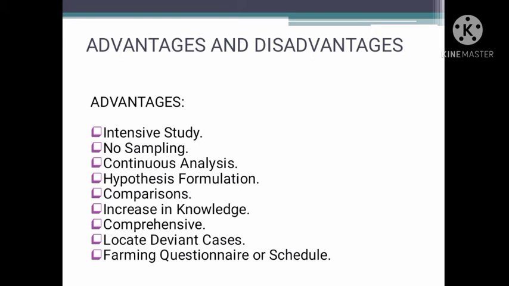The next, locate deviant cases. The deviant cases are those units which behave against the proposed hypothesis, so it locates these deviant cases. The tendency is to ignore them, but they are important for scientific study. The last is framing questionnaire or schedule. Through the case study method, we can formulate and develop a questionnaire and schedule.